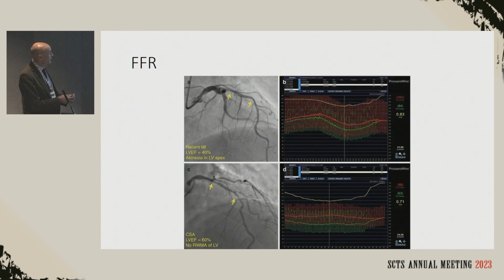Is this LAD significant? There are two lesions in it. However, when we've done a pressure wire assessment, it's 0.83, so that suggests it's not significant. You would leave it alone. However, in this artery, when you're coming down, you can see the narrowing here, we've done an FFR, and that's 0.71. So that is significant, and therefore we would intervene on it, and we would stent it.